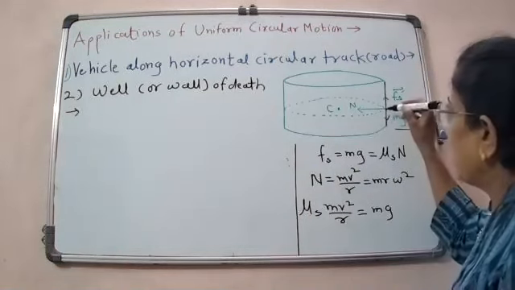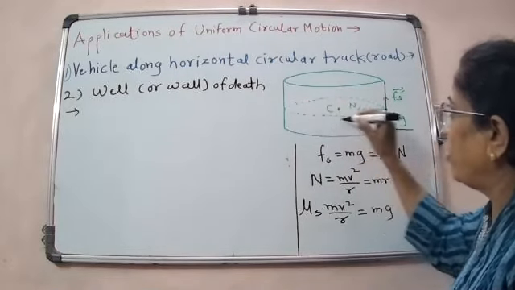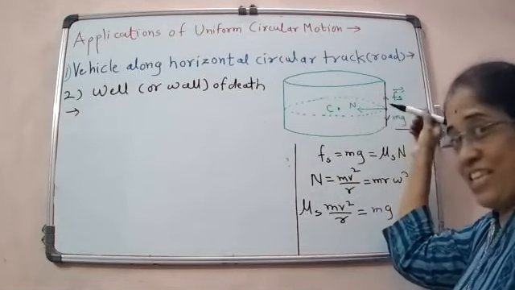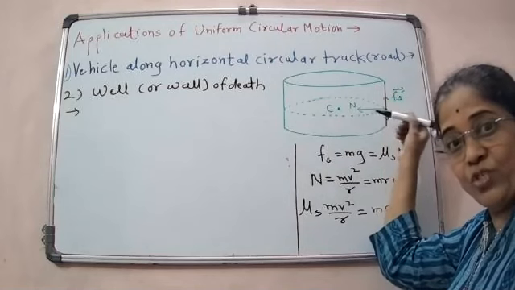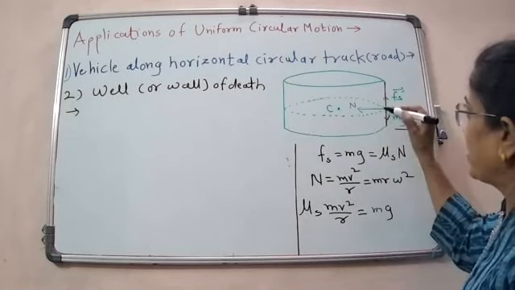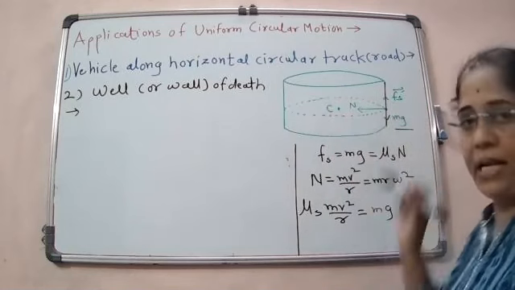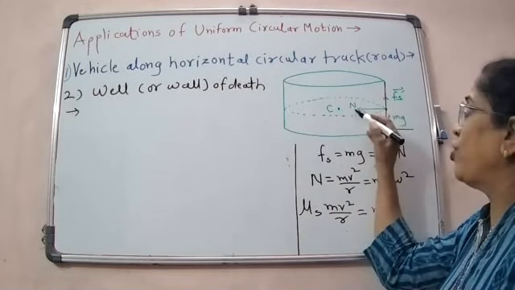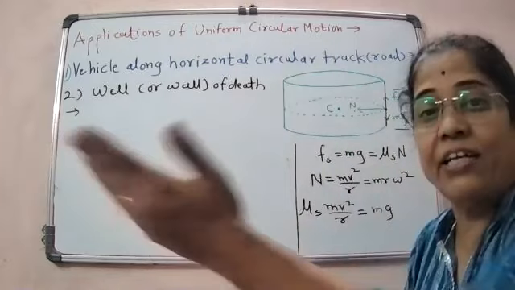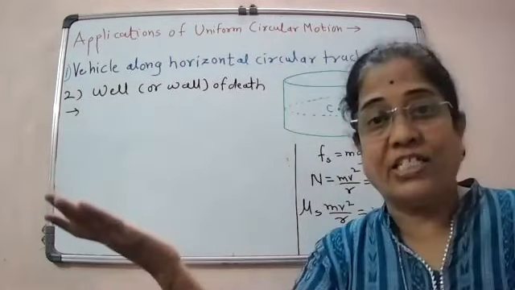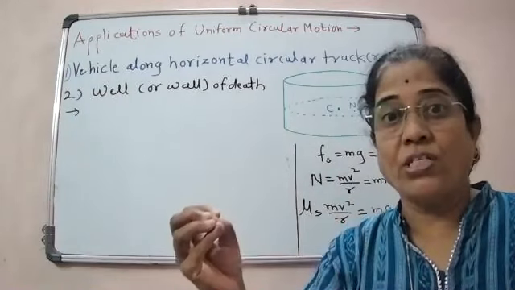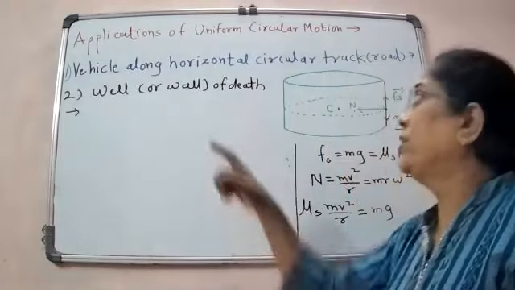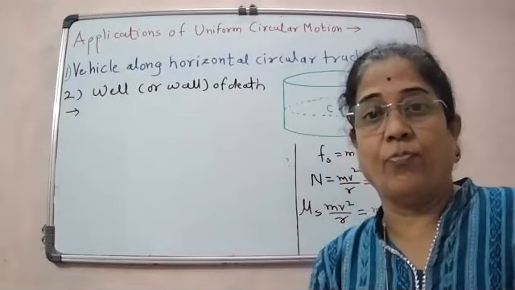And now the motorcyclist is moving along this horizontal circle, and this is the center of the path. So this is the direction of the centripetal force which is required. As the motorcyclist is moving along this horizontal circle, this normal reaction provides the centripetal force for the circular motion of the motorcyclist, who is moving along the wall of death.